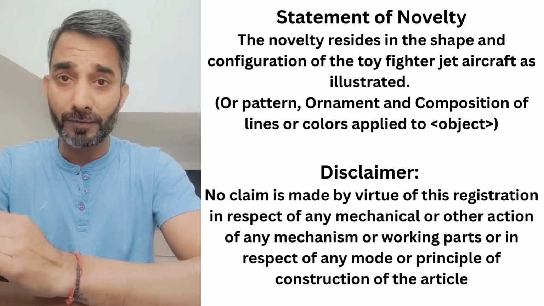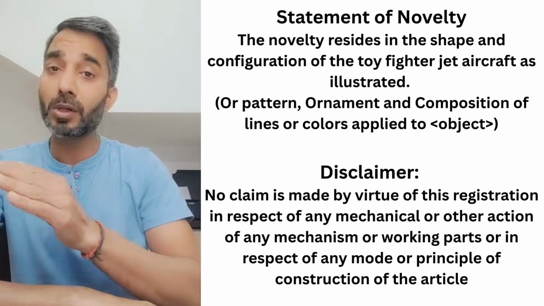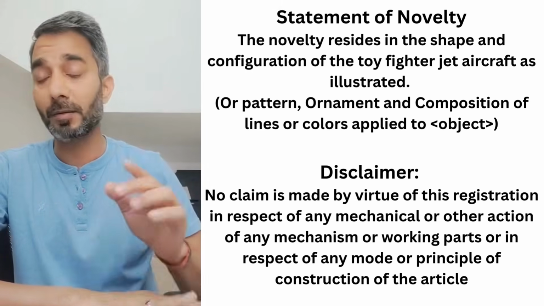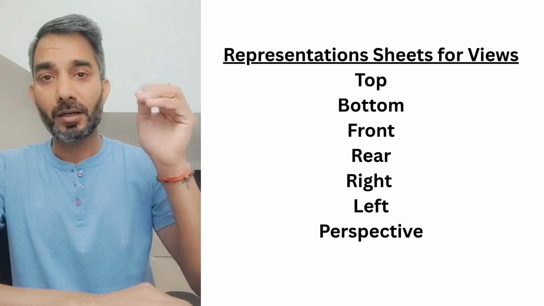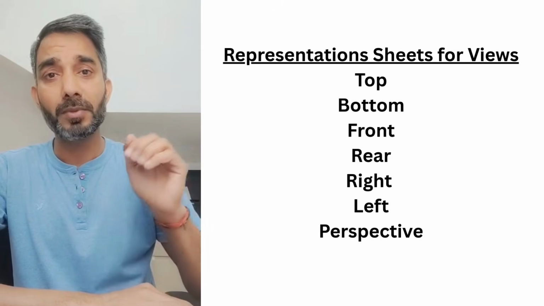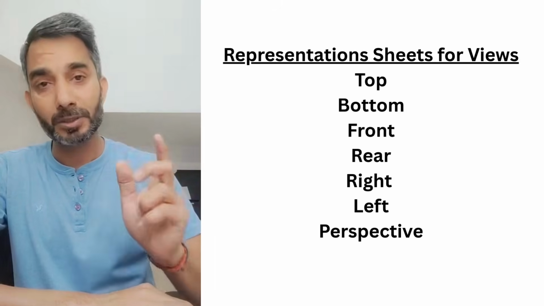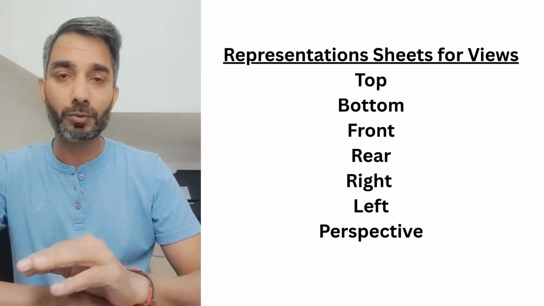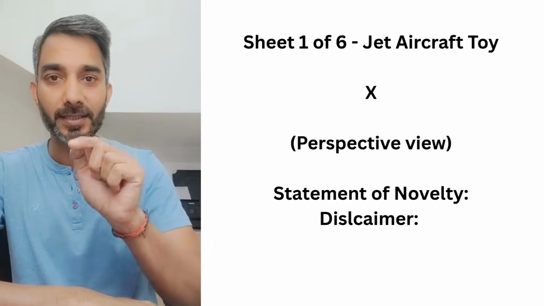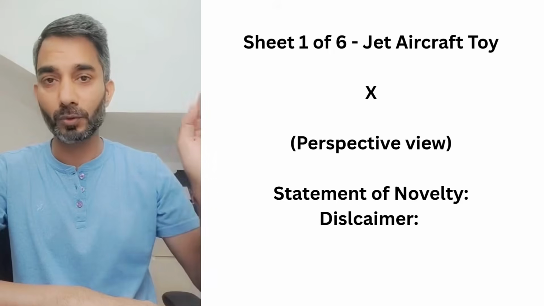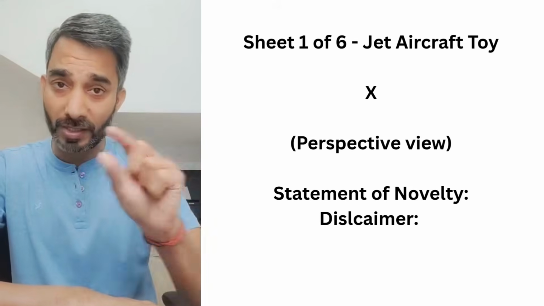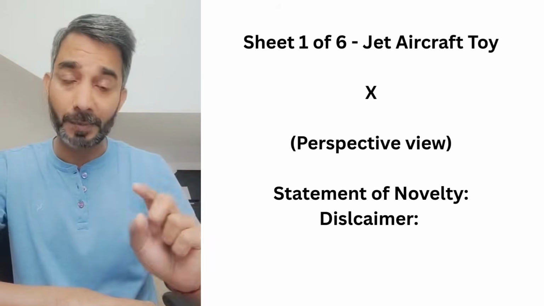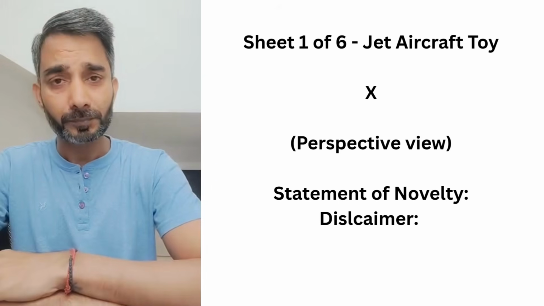Thereafter, you have to provide all the views. Now, what views are there? There are about 6 views. So the front, rear, top, bottom, left, right, and perspective. About 6 views you need to provide. Now, you can put X and say front view, X, top view, X, bottom view. On all these views, you need to provide the novelty statement and disclaimer statement as we discussed above.